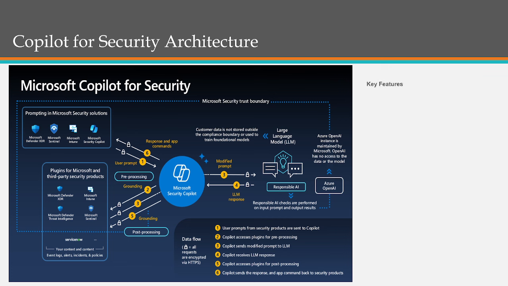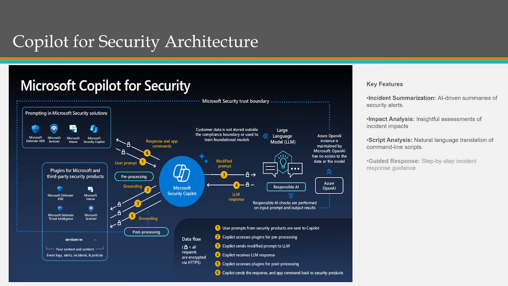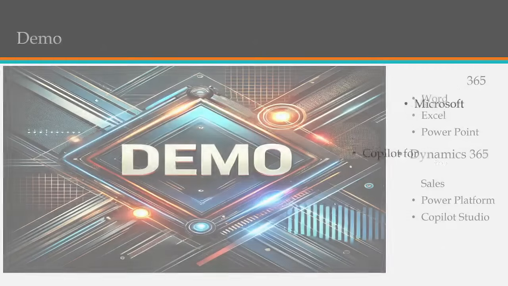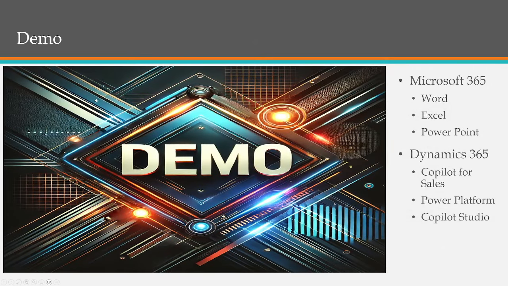Okay, so what are the key features of this Copilot? Incident summarization: assume there is a data breach, you can just log in, and if you have the right privileges to the security products, you can ask the question. Impact analysis, script analysis, and guided response. And these are some of the benefits: enhanced efficiency, improved communication, integrations, and comprehensive visibility.